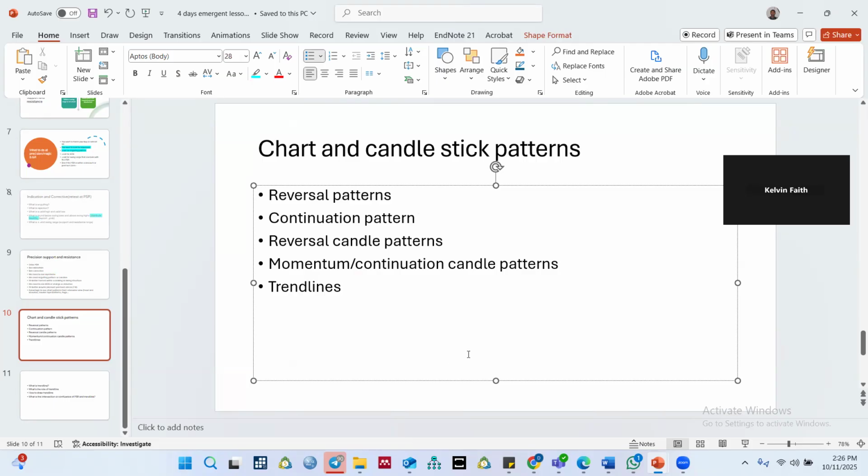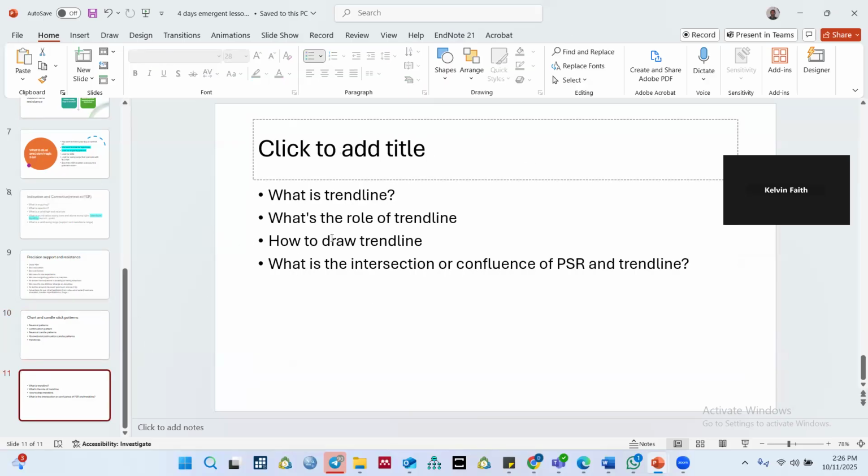We also have this important old concept called trend lines. A lot of people overlook trend lines, but trend lines and support resistance are the basic concepts in forex, which are very important and they work, though you don't need to fall on them only in this advanced form of trading. So we will look at what a trend line is, what its role is, how to draw trend lines, and what the intersection or confluence of precision support resistance and trend line is.